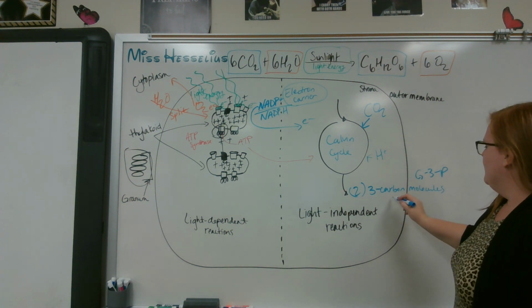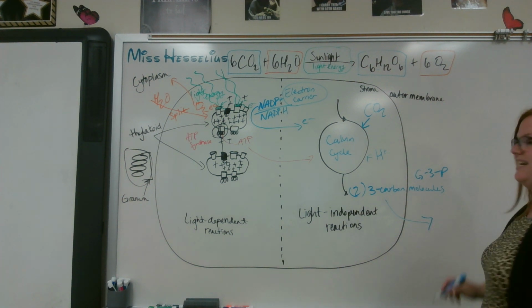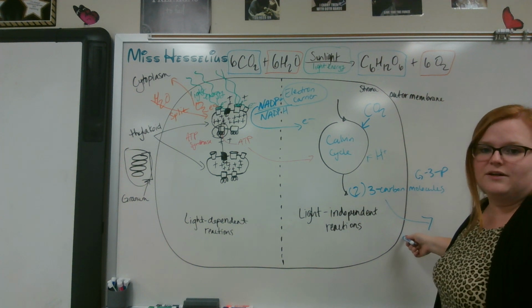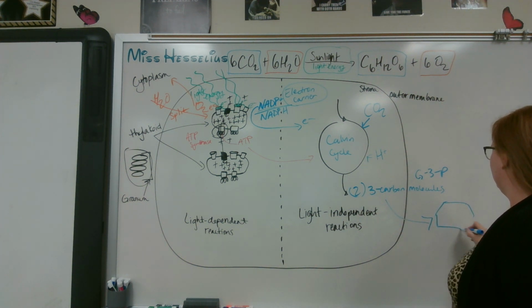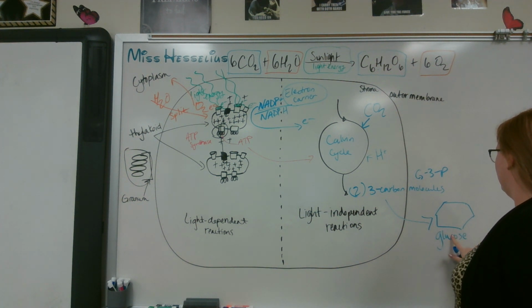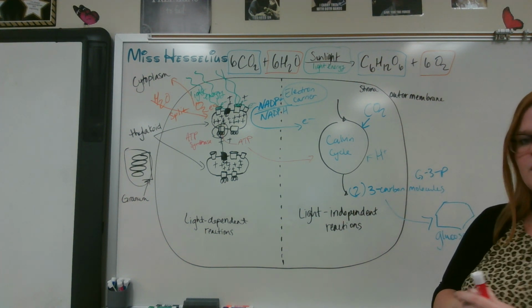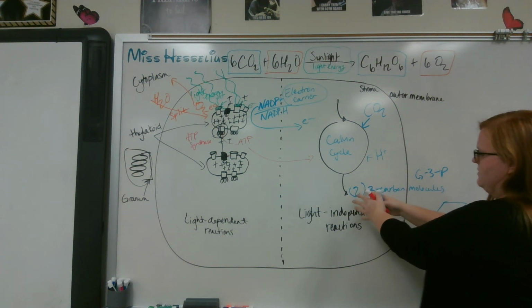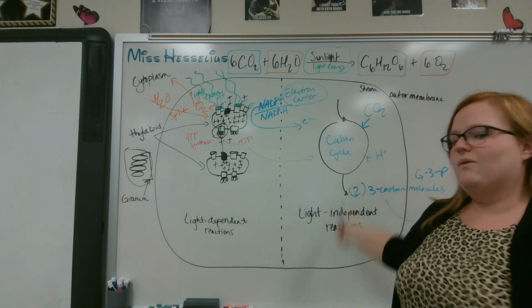And then those 2 half glucose molecules, or 2 3-carbon molecules, leave the chloroplast, just like glycolysis happens outside in the cytoplasm. Putting glucose together, the final step happens outside over here. And eventually you get put together, you get your glucose molecules. So that happens out in the cytoplasm. Just like glycolysis, the opposite, breaking glucose, happens outside in the cytoplasm. So this is basically backwards cellular respiration.